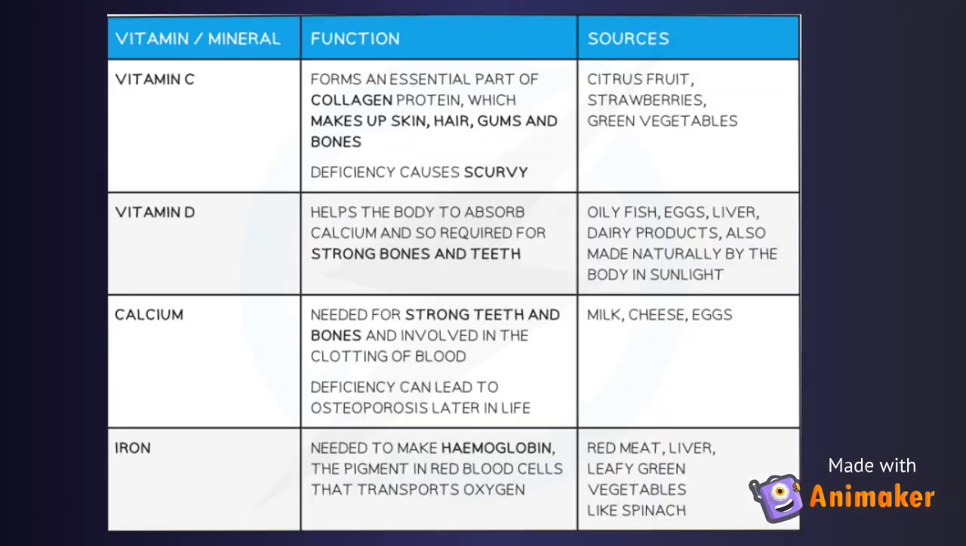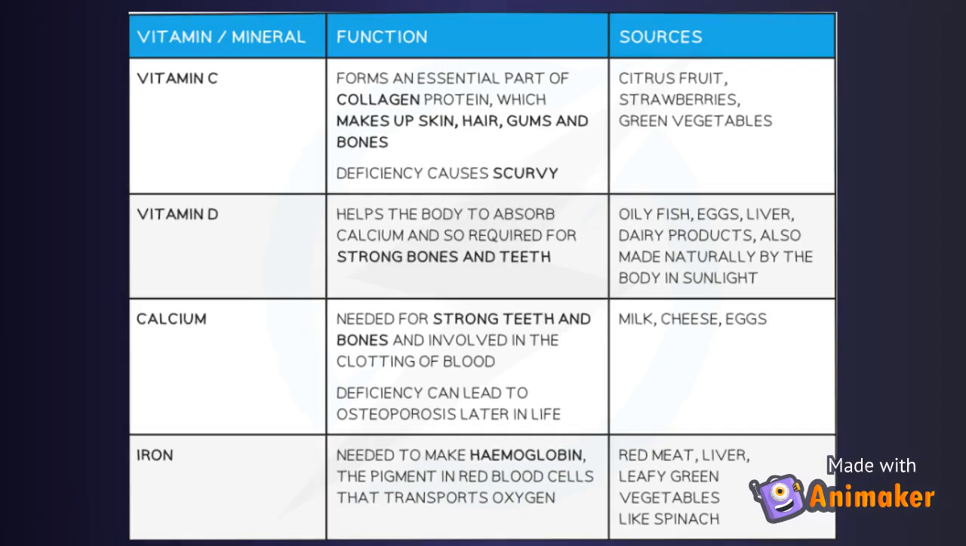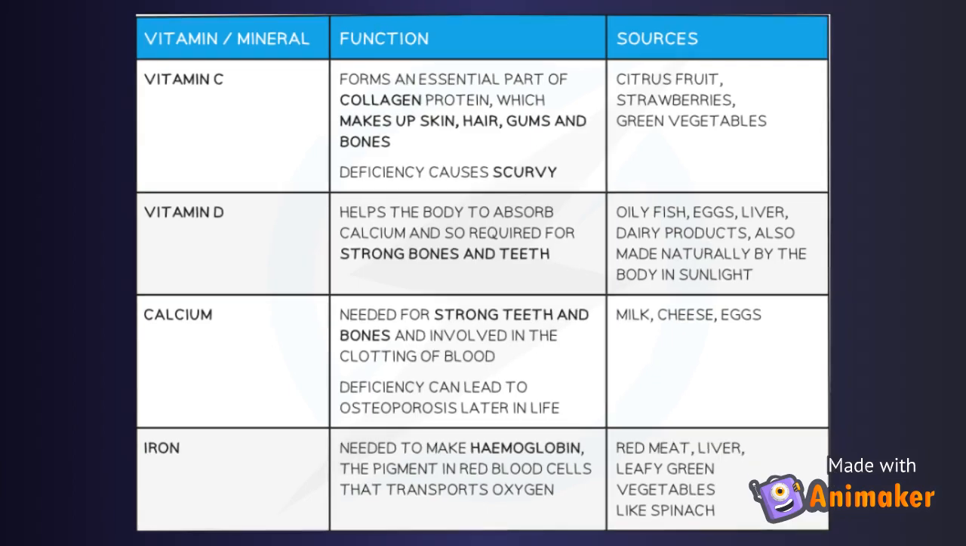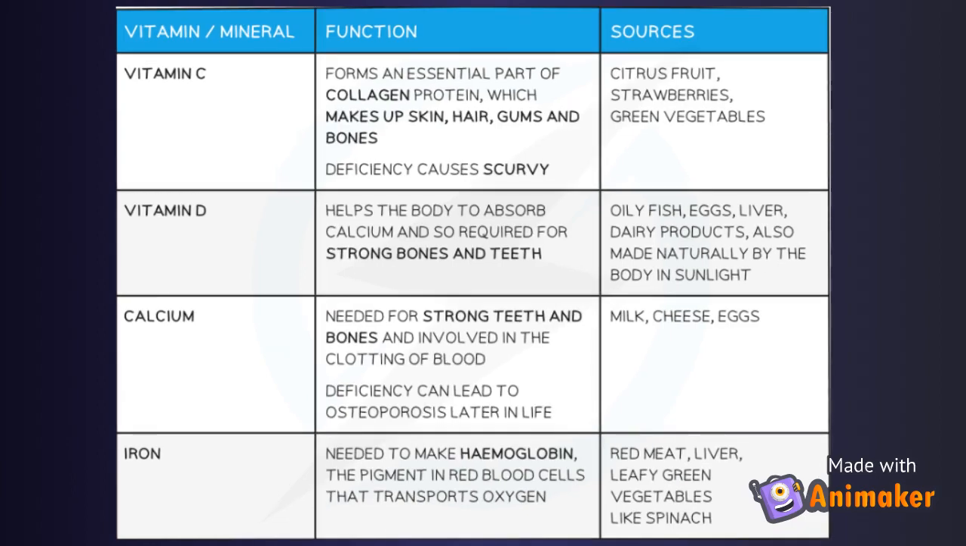So the first vitamin is vitamin C. Its function is to form an essential part of collagen protein which makes up your skin, hair, gums, and bones. The deficiency of vitamin C is scurvy. We'll be learning about it in detail later. The sources of vitamin C are citrus fruit, strawberries, green vegetables, things like oranges.